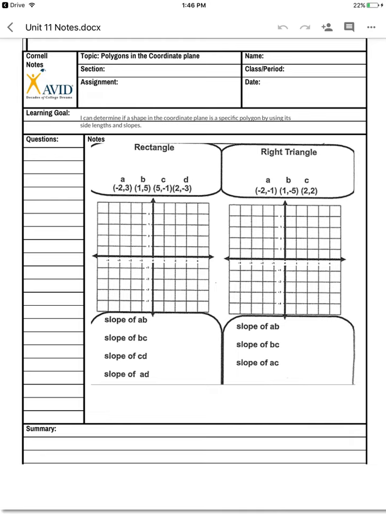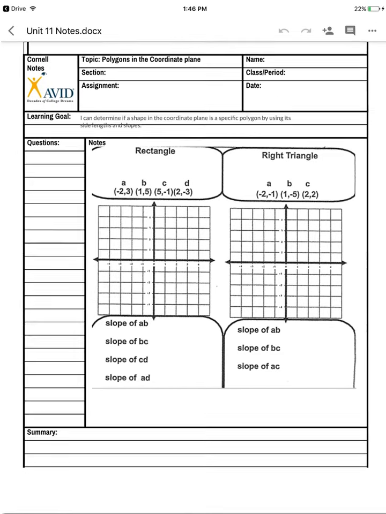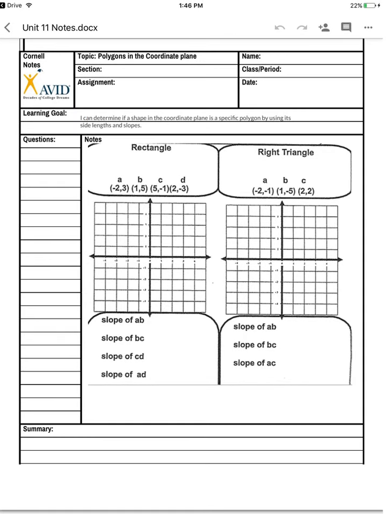Hi everybody, today we are still working on Unit 11. We're working on polygons in the coordinate plane. So our learning goal today is I can determine if a shape in the coordinate plane is a specific polygon by using its side lengths and its slopes.